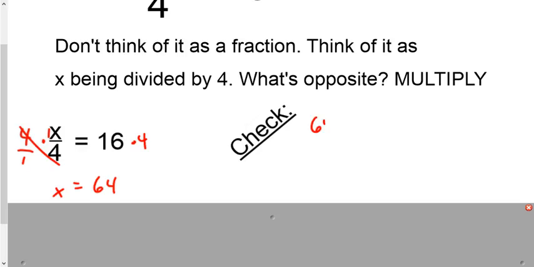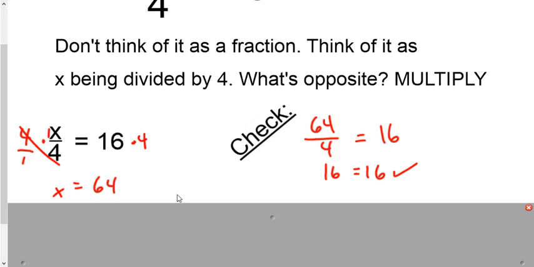Let's go check to see if we're correct. 64 divided by 4 equals 16, so yeah, we're correct again. If you get the wrong answer, your check is not going to render you a true statement, so that's the reason we always go through and check it.